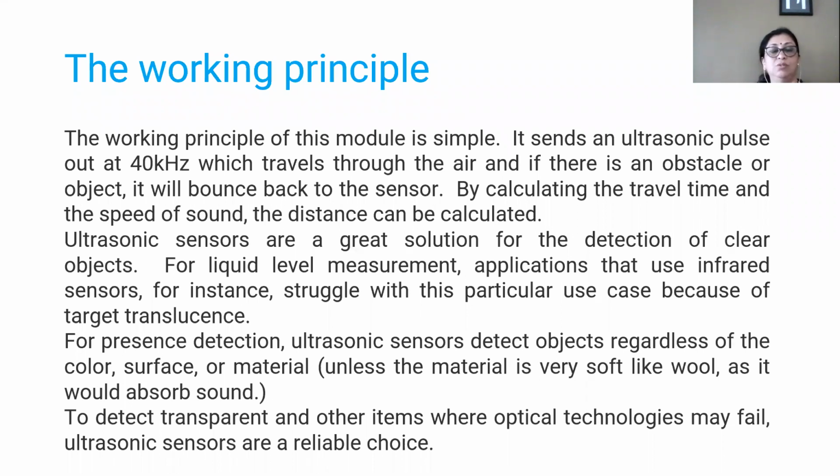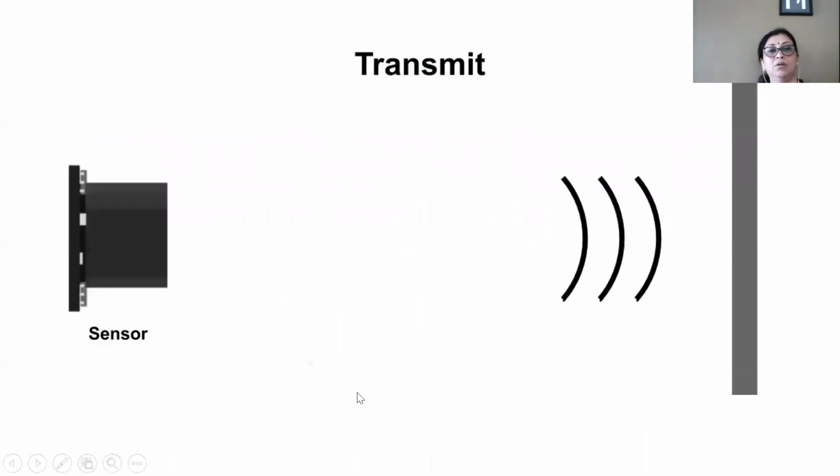So generally it is used for liquid level measurement, and they are particularly used to detect surfaces of any color, any type of surface. It may be transparent, it may be opaque. So for all types of surfaces, this technology is suitable. That is the advantage of this technology.